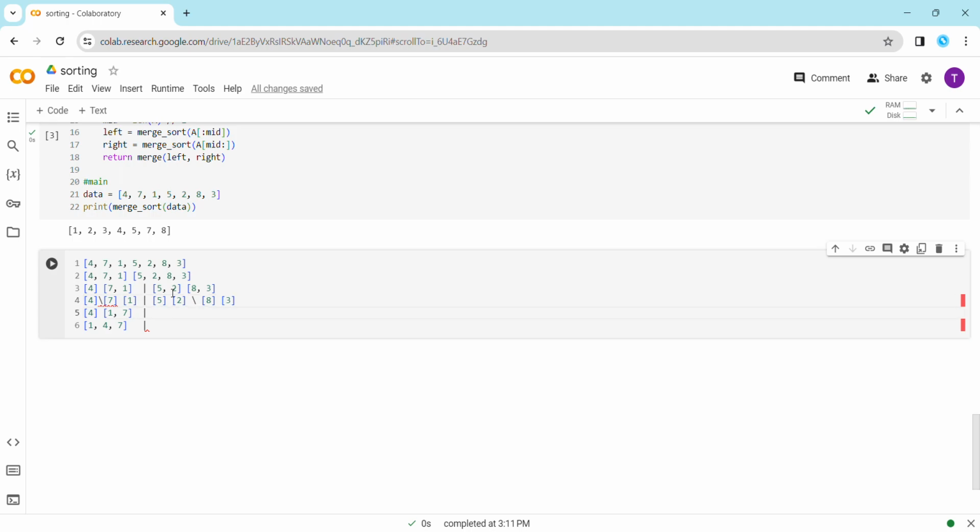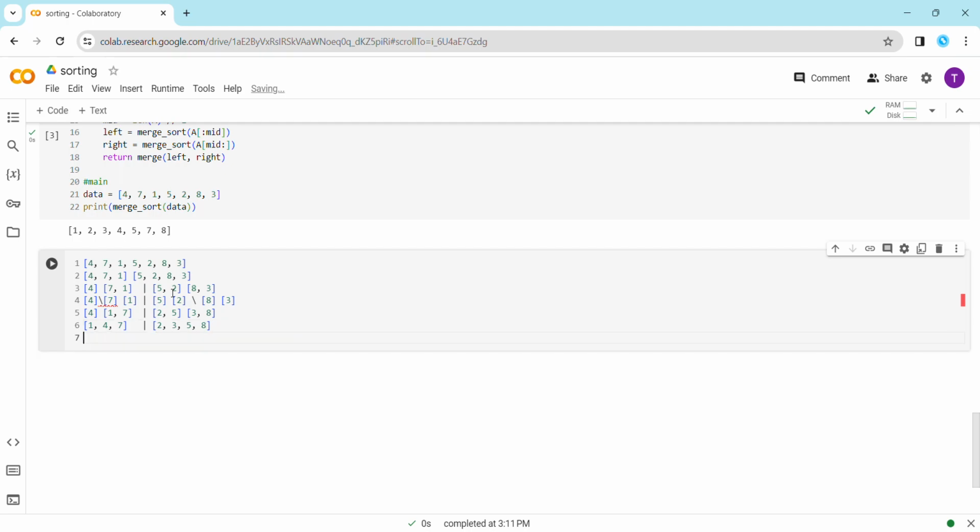As 2 is smaller than 4, 2 will be added to the list, and then 4 will be added. Then 3 and 8. So then this will be compared again, as the first index of the left subarray is smaller than the first index of the right subarray, which is 2 and 3 respectively. 2 will be added into the subarray, and then 3 and 4 will be compared. 3, 4, and then lastly 8.